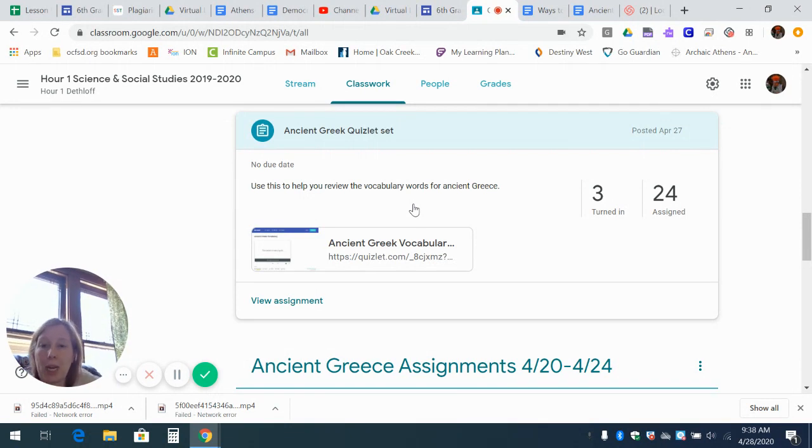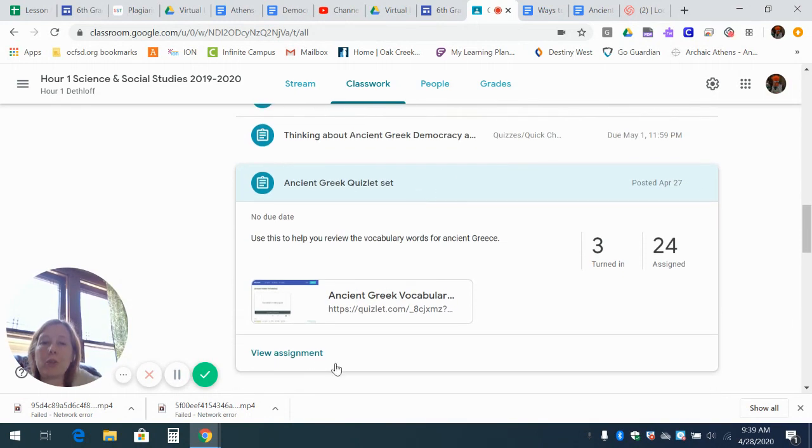It is just for your practice. So go through it 2 or 3 times a day for the next couple days, and then you will do an amazing job on the quiz next week, Thursday. So this is just going to be out there for you to use until we take the quiz. Okay, so it's just a vocabulary review. Do it as many times as you want.